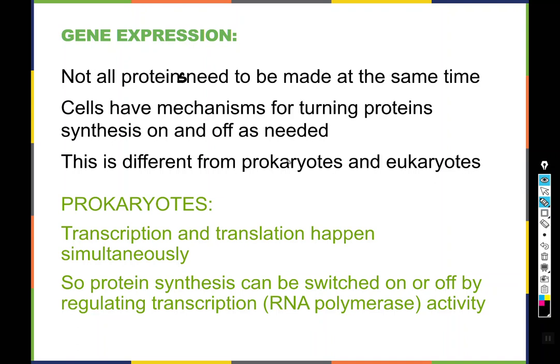Remember, in prokaryotes, there is no nucleus, there is only a nucleoid. And because of that, transcription and translation can happen simultaneously, just like that picture early in the PowerPoint. So what that means is if you want to switch protein synthesis off, you have to disable RNA polymerase. You have to do something to make that guy either not do his job or do his job less well.